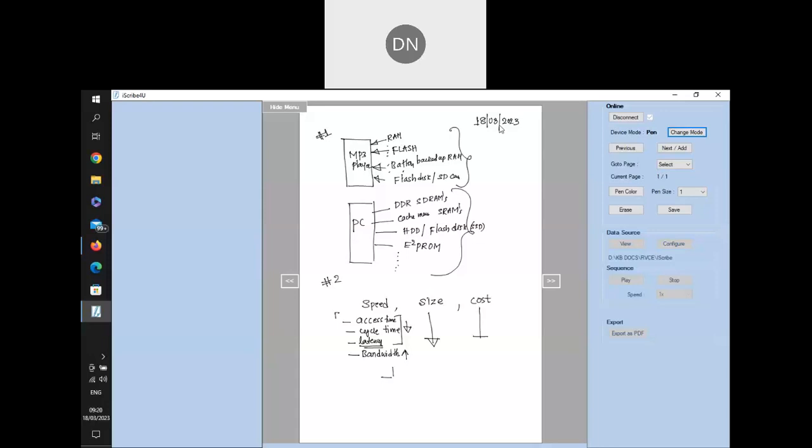cost should always be what? The less. So when we purchase any memories, I should be able to get a number of bits per a given rupee. For example, if I am going to purchase 1 gigabyte of memory, how much less investment can I make on that? It's a very crucial factor. So speed, size, and cost all matter in the case of memory.